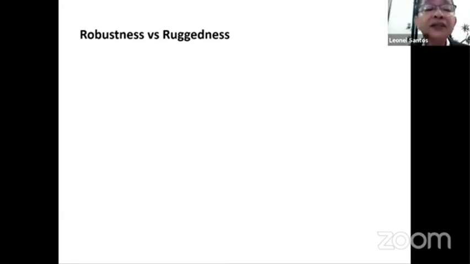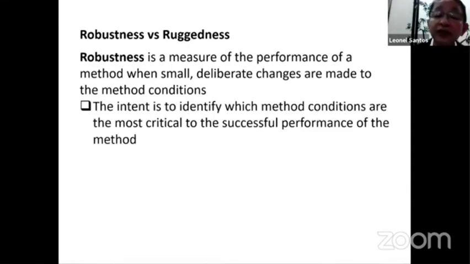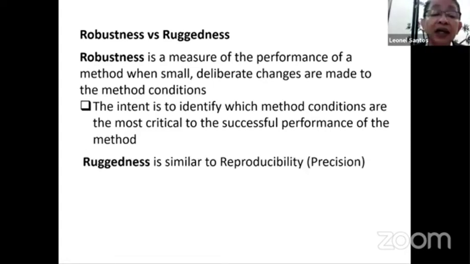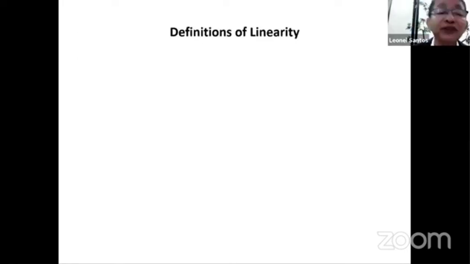Reproducibility. Make sure that we understand the terms robustness and ruggedness, because robustness is a measure of performance of a method when you are deliberately making a small change in the method conditions. These method conditions that are being changed are the ones that are identified to be critical. Ruggedness, however, is a precision term. It is similar to reproducibility. These are different labs and different instruments, and the term is not widely used because it results in confusion at times.